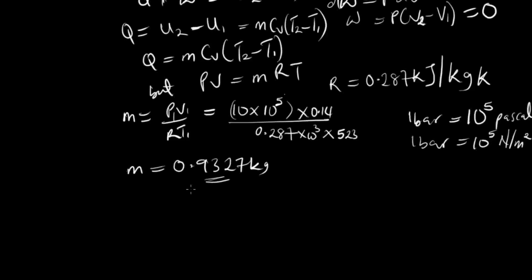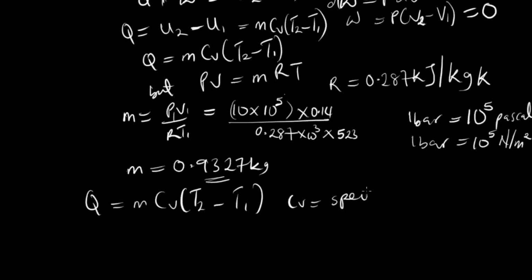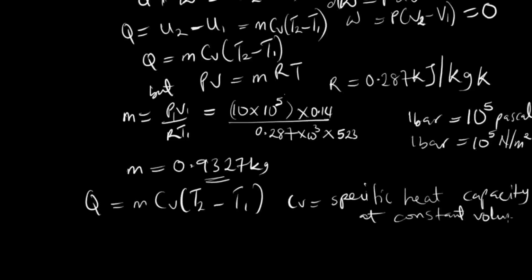Since it's a perfect gas, Q is equal to what? mCv (T2 minus T1). But Cv is what? Specific heat capacity at constant volume, and the value is 0.718 kilojoule per kilogram Kelvin.